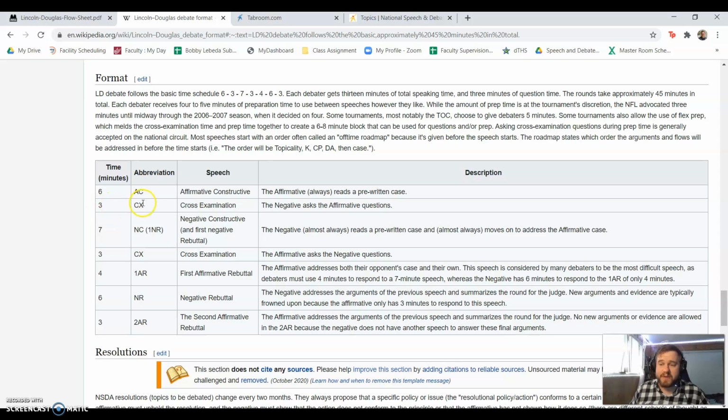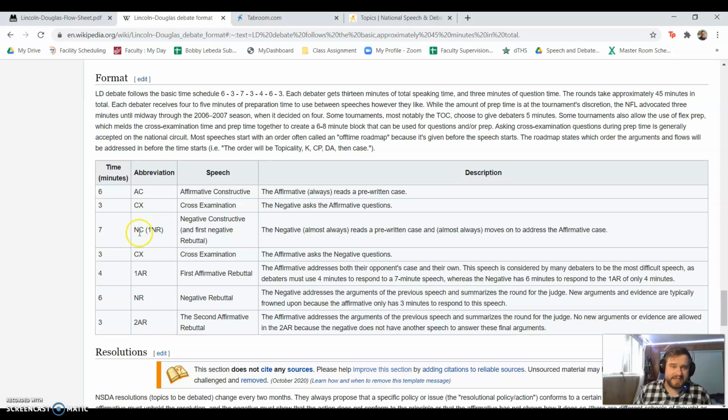Following that, you have a 3-minute cross-examination. The negation, the one who has not spoken yet, will be the one who cross-examines the affirmation. The affirmation is the side that agrees with the topic, and the negation is the side that disagrees with the topic. Following that cross-examination, you have a 7-minute negation speech.